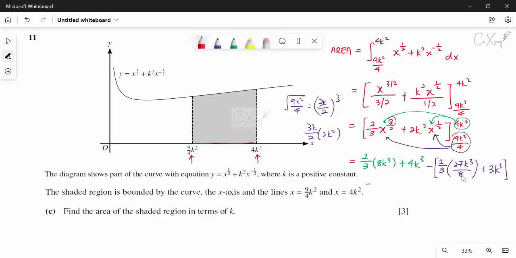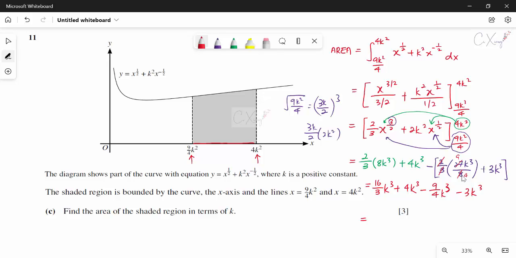To simplify further, you have 16 over 3 k power 3 plus 4k power 3 minus 27 over 12 k power 3. This is 4 times 3, so I can simplify further. The 3 cancels, and this one is a 9. So I have 9 over 4 k power 3, then minus 3k power 3.